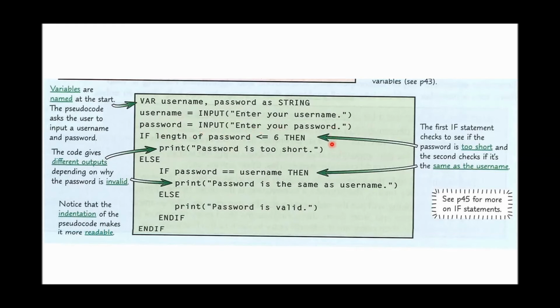Now is the bit where you use selection. Remember, if statements are selection. So it says if the length of the password is less than or equal to 6, then print password is too short. How do you decide what to print? It says show a message. You could have said password is invalid. So if the length of the password is less than or equal to 6, then print password is too short.